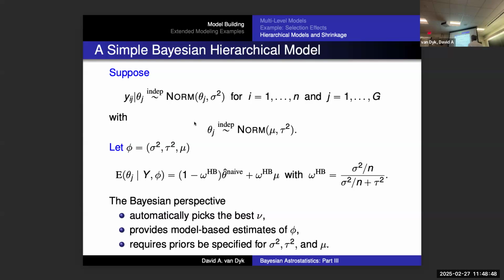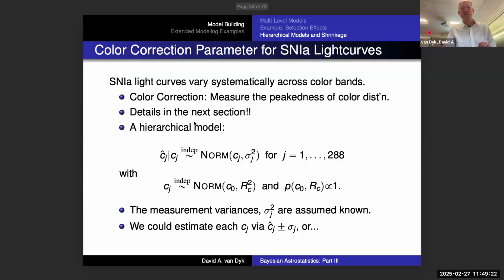It automatically picks the best value of mu. It's the mean. It provides model-based estimates. All those parameters that we were worried about before, like how much shrinkage depends on all these things, they all get estimated along the way. It does require prior distributions, of course. And the other thing is that this is the normal model, and they did their analysis inside of normal models. But I could use Poisson models and gamma distributions, whatever I want, and I still get this kind of shrinkage and optimality automatically by following the Bayesian model.